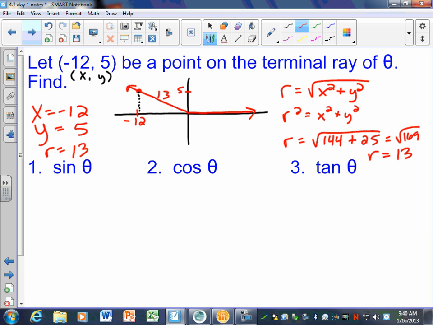So that's why if you know the ratio, you don't have to draw the picture, because sine is always going to be y over r. So if you know that, there's no need to draw a picture. So in this case, I would say sine of theta is 5 over 13. And that would be my answer for sine. If you don't know the ratio, that's where you'd really want to draw the picture, and you could still use SOHCAHTOA. It works the same way.